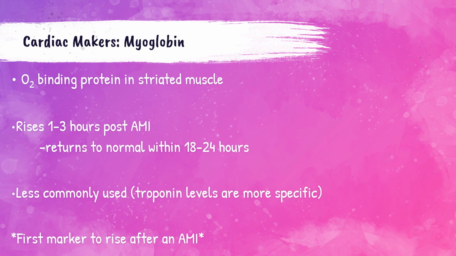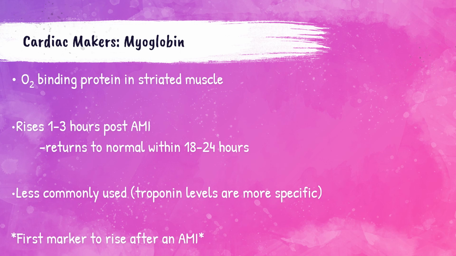Myoglobin is a globular protein that binds oxygen in the striated muscles and muscles of the heart. For diagnosis of an AMI, which again is a heart attack, myoglobin levels can be used in conjunction with troponin levels. So again, we'll talk about troponin here in a moment. Myoglobin is the first cardiac marker to rise after an AMI, rising 1 to 3 hours after the initial damage. Around 18 to 24 hours post-AMI, myoglobin levels return to normal.